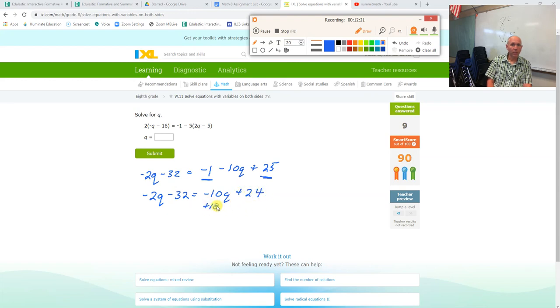Let's add 10q to both sides. It's going to give me 8q minus 32 equals 24. And let's add 32 to both sides. So 8q equals 56, dividing both sides by 8, q equals 7.